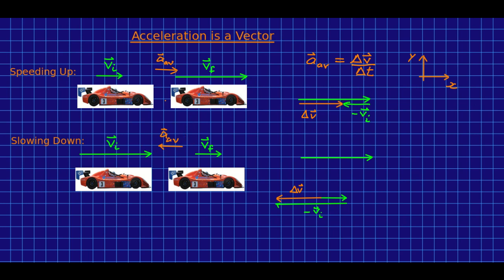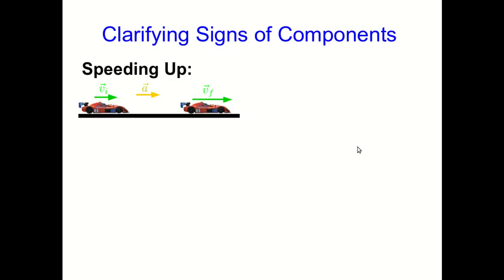But there's nothing sacred about speeding up being a positive component of acceleration versus slowing down being a negative. Because if instead I define my x-axis pointing the opposite way, now the x component of this acceleration is negative, even though this is speeding up. And the x component here is positive, even though this is slowing down. So many students have a misconception about a positive acceleration meaning speeding up and a negative meaning slowing down that I think I'd better clarify this further.